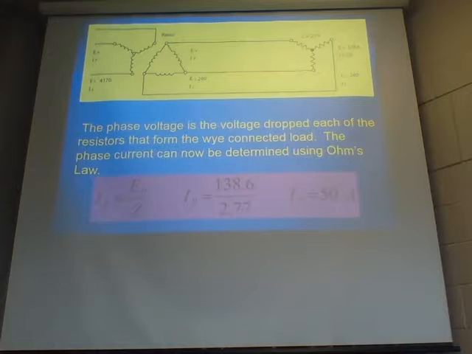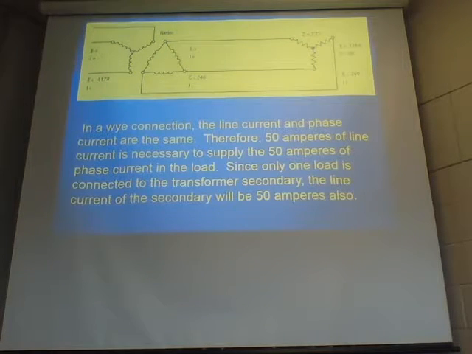The phase current can now be determined using Ohm's law. So with 138.6 volts and 2.77 ohms, the phase current over here is 50 amps. In a Y connection, the line current and phase current are the same. Therefore, 50 amps of line current is necessary to supply 50 amps of phase current in the load. Phase current, line current the same, 50 amps. And since only one load is connected to the transformer secondary, the line current of the secondary will also be 50 amps.